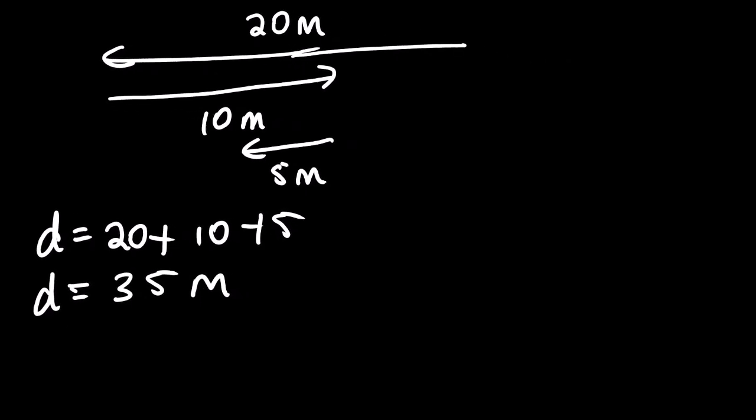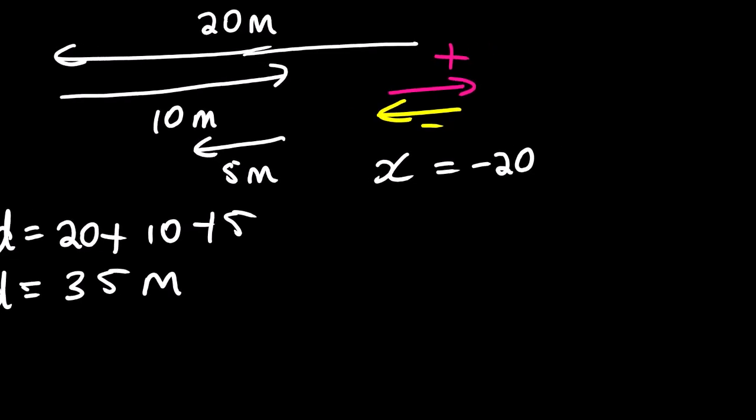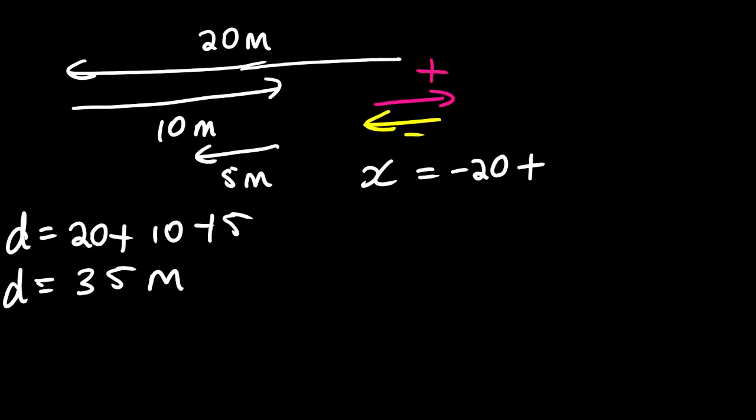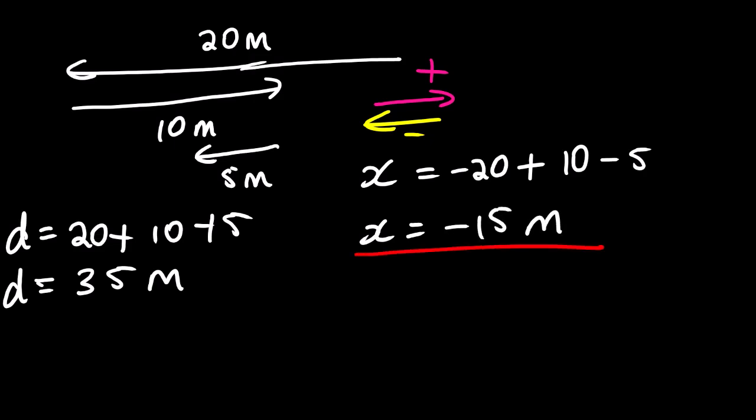Now looking at the displacement of the person, remember we take right as positive, then we take left as negative. So the first vector is negative 20, the second vector will be positive 10, the third vector will be negative 5. So x is equal to negative 20 plus 10, it's negative 10. Negative 10 minus 5, we have negative 15 meters. I hope you can see that.